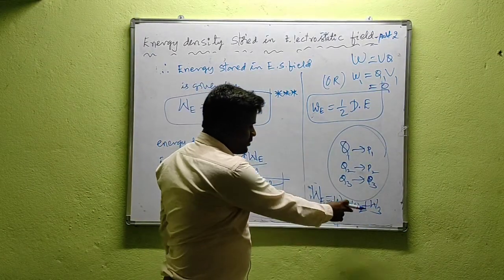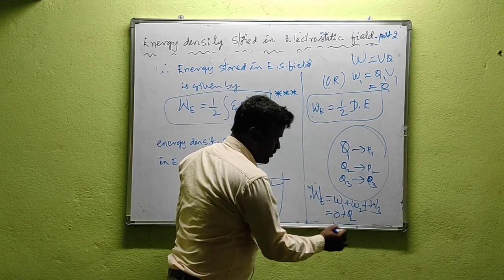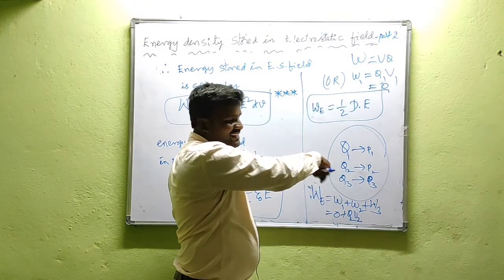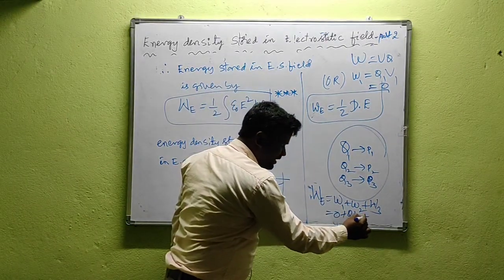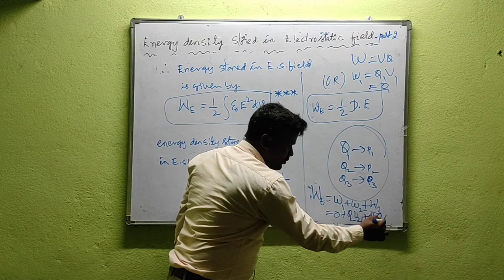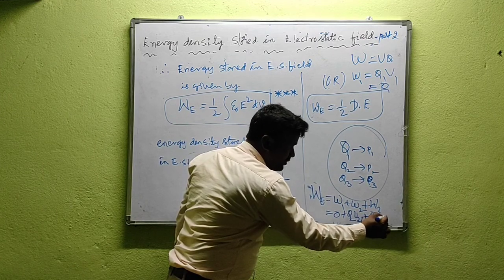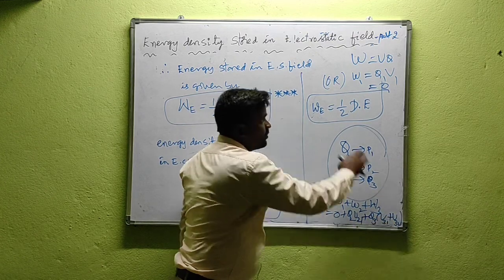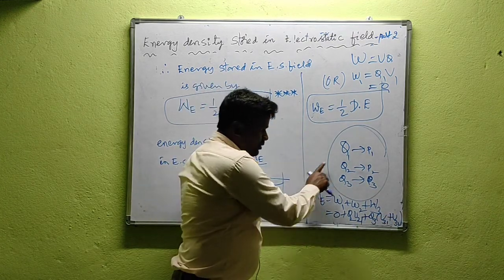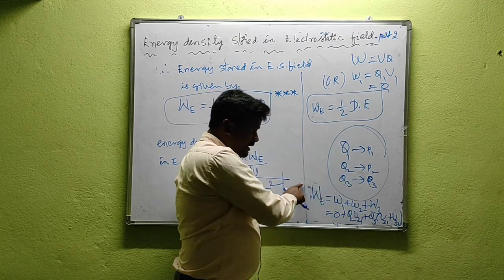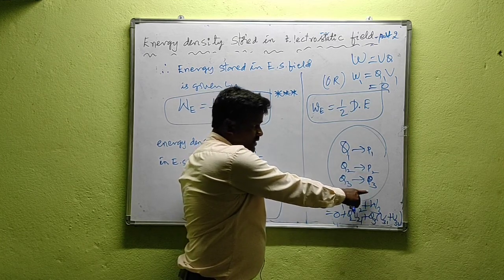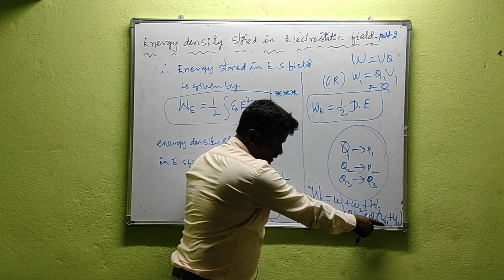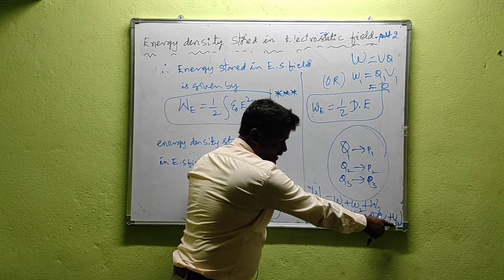Next, W2 is what? That can be written as Q2 into the potential at point 2 due to Q1. Now this region is filled with Q1, so that's why V21. Next, Q3 into V3, the potential at point 3 due to the remaining charges, the first charge and second charge, that is V32. If you move this Q3 from infinity to point 3, we will get potential at point 3 due to the charges Q1 and Q2. So it is the potential at point 3 due to Q1, and the potential at point 3 due to Q2.